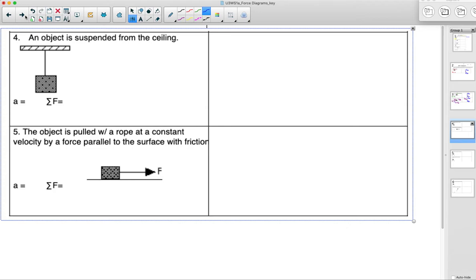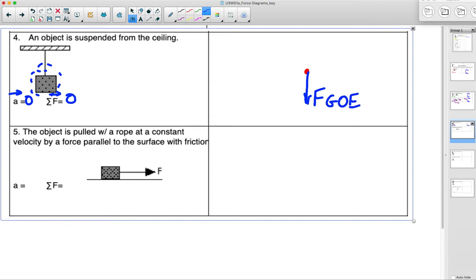Object is suspended from the ceiling, so we're assuming it's just suspended. It's sitting there at rest, so the rate of acceleration is 0. The net force is 0. The center of mass, so this dot represents that object. And we've got the force of gravity on the object by the Earth.